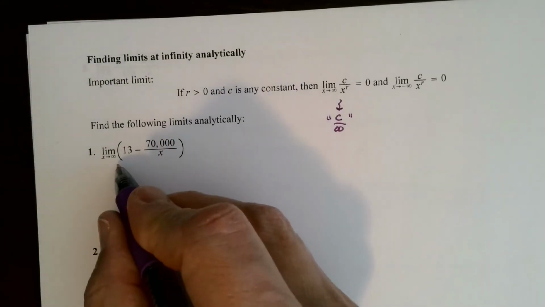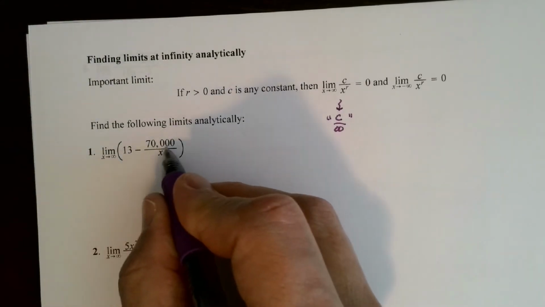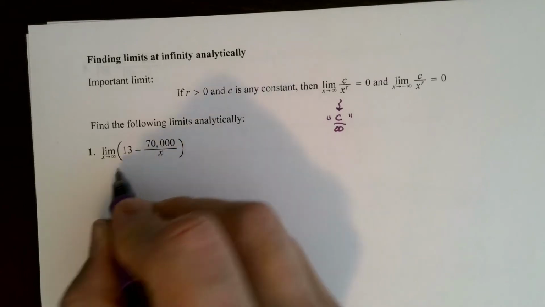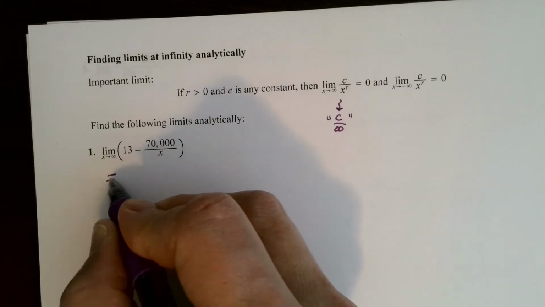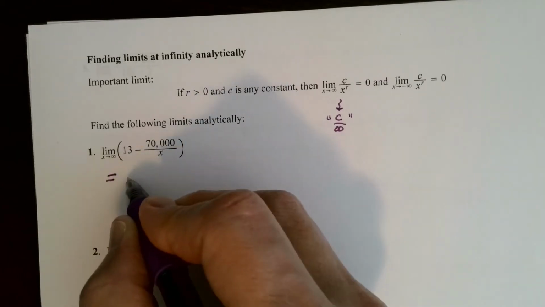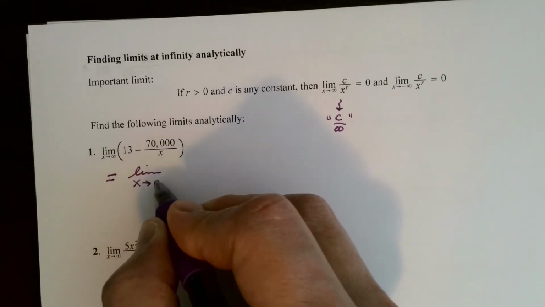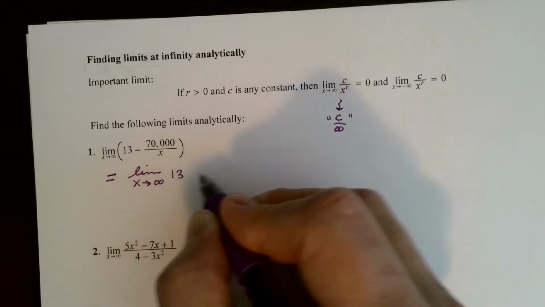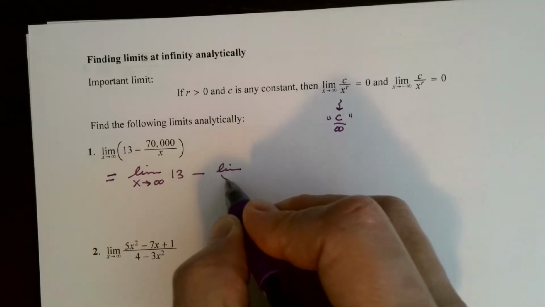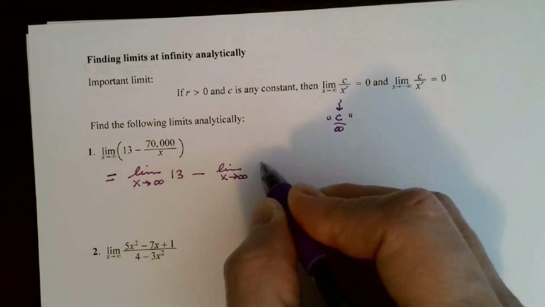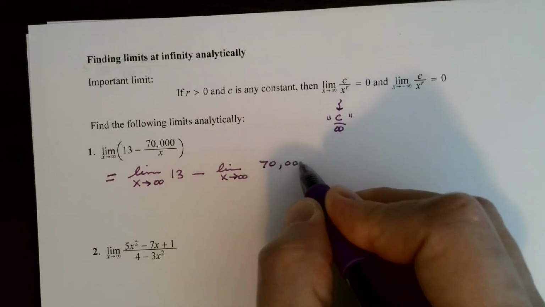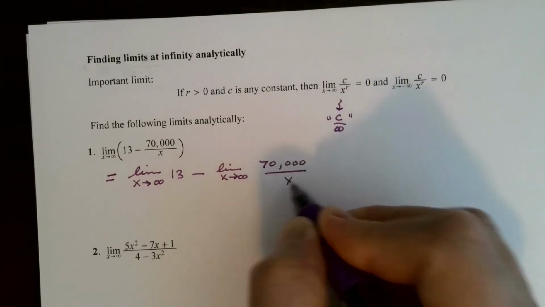Let's find the limit as x goes to infinity of 13 minus 70,000 divided by x. Well, first of all, I'm going to say this. The limit of a difference is the difference of the limits, and that applies to limits at infinity as well, provided what? These two limits exist.